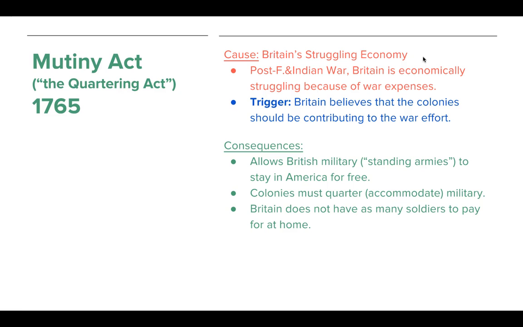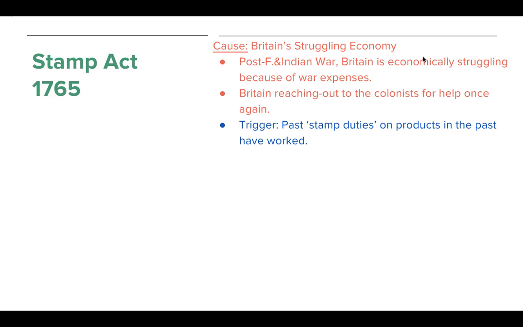And that snowballs into our final act, which is called the Stamp Act. And this is notorious. This is a big deal for us in our revolutionary narrative. You guys have to become super fluent in understanding what the Stamp Act is. Again, the cause of the Stamp Act is Britain's struggling economy post French and Indian War. Britain can't balance out its economic expenses. Britain reaches out to the colonists for help once more.